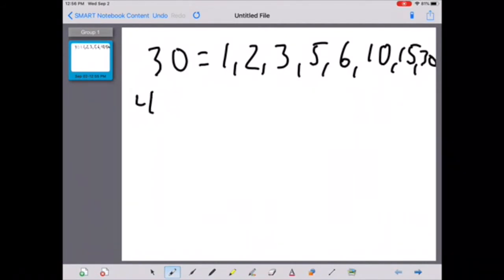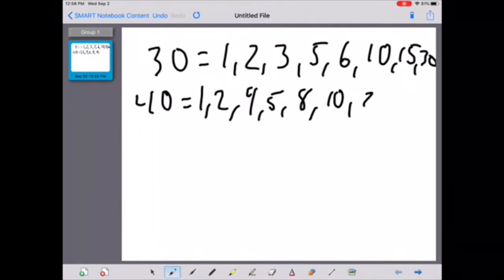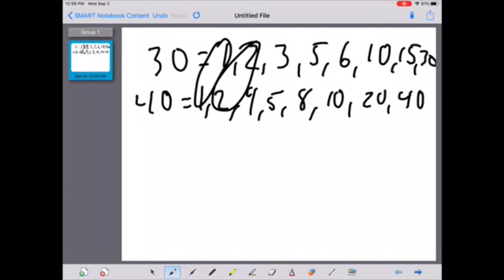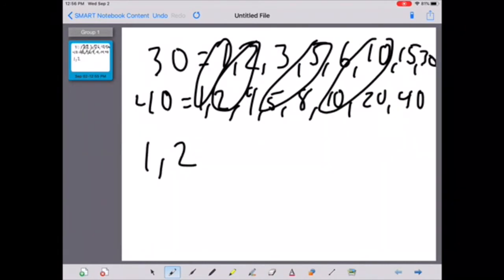Do it again with 40. 1, 2, 4, 5, 8, 10, 20, 40. Now for letter A, it says list all the ones that are in the same one. So I got 1 and 2. I have 5 and 10. Check it over, that's all of them. So A, 1, 2, 5, 10.